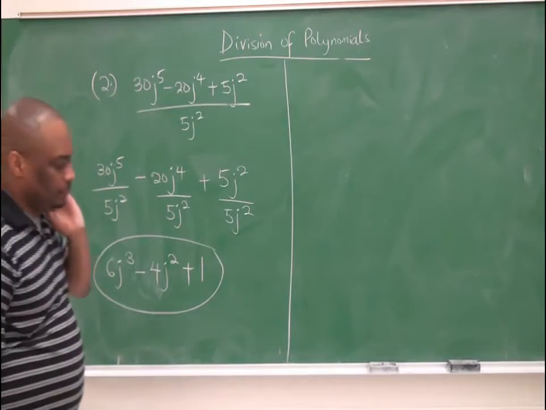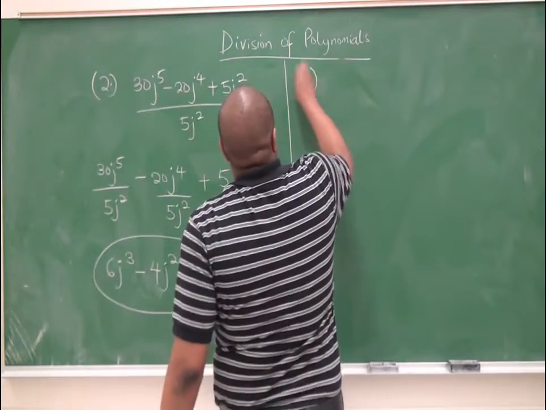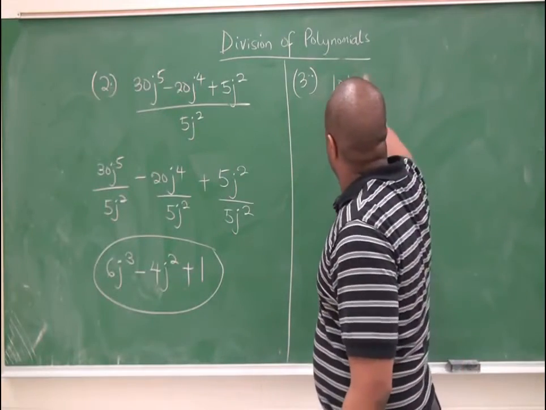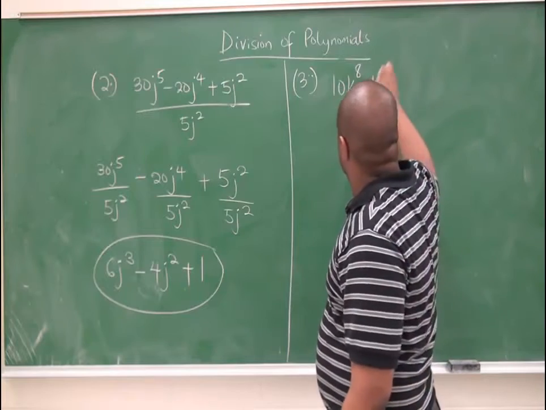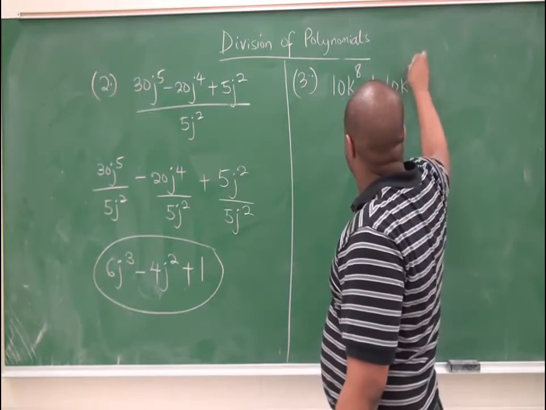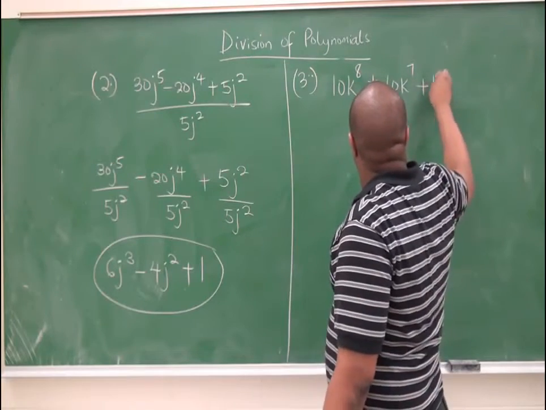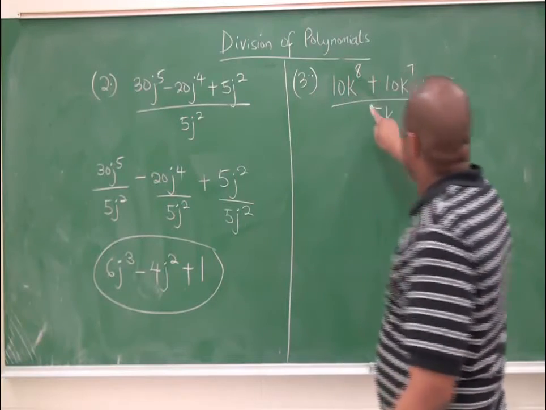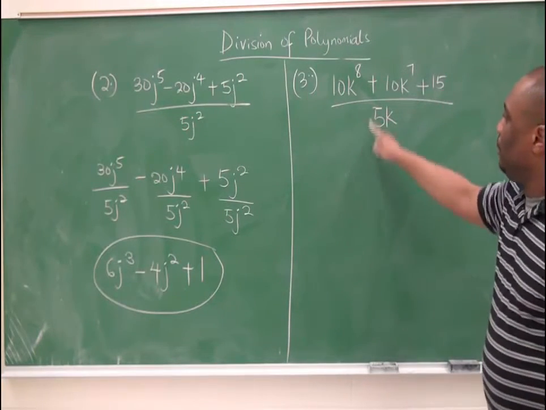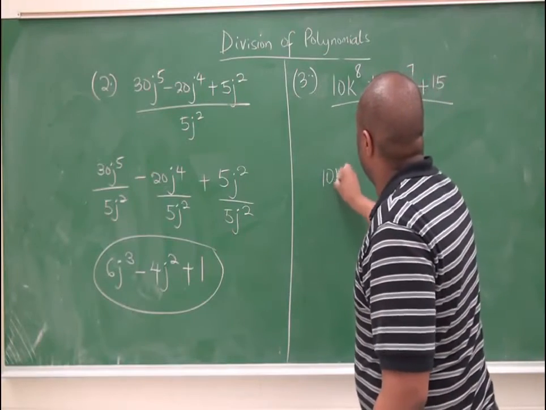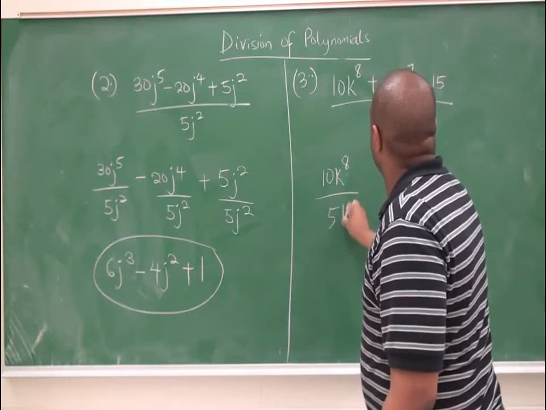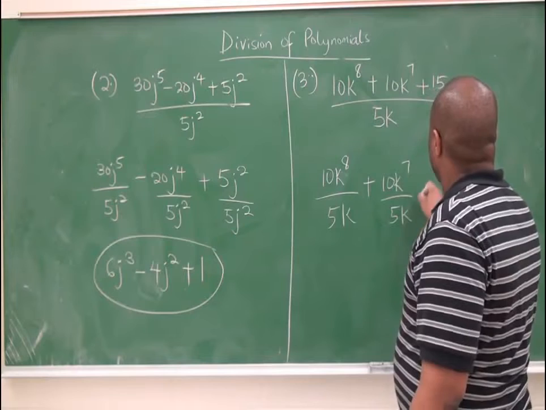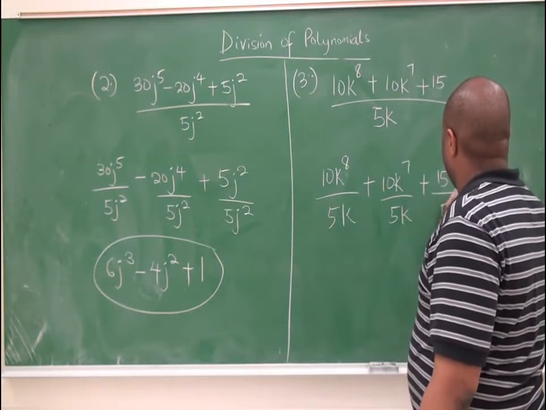Okay? The next one is number 3. We have 10K raised to power 8 plus 10K raised to power 7 plus 15, divided by 5K. So here, this will be what? 10K to the 8 over 5K plus 10K raised to power 7 over 5K plus 15 over 5K.